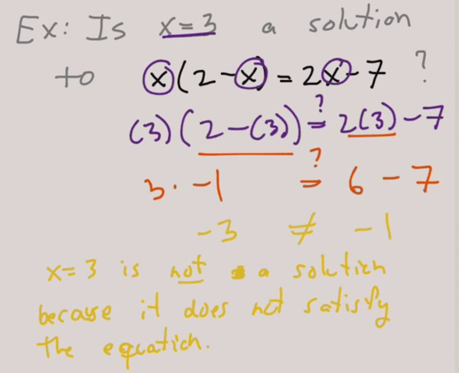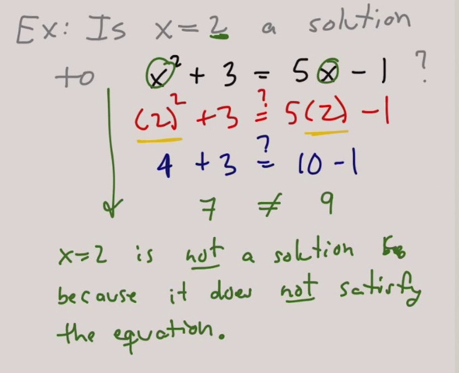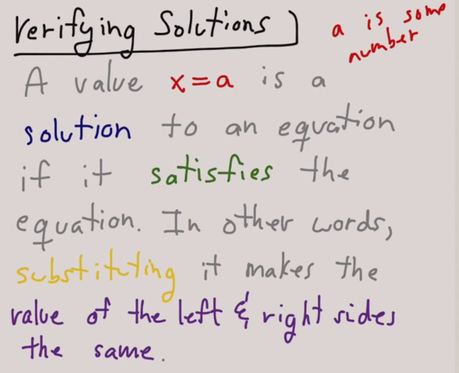So to sum up this rather straightforward standard we have here, for verifying solutions, you're given a possible answer, a possible solution, and in order to verify it, what you can do is you can substitute it back in and see if it satisfies the equation. If you substitute that value for x or whatever variable you're looking at, and it makes the left side of the equation have the same value as the right side of the equation, then we're going to say it is a solution. If the two sides have different values, it is not a solution.